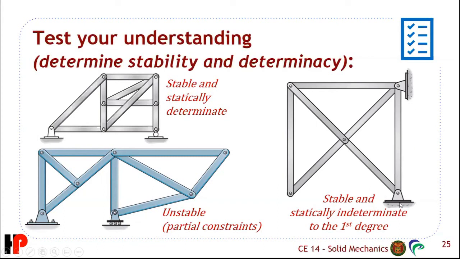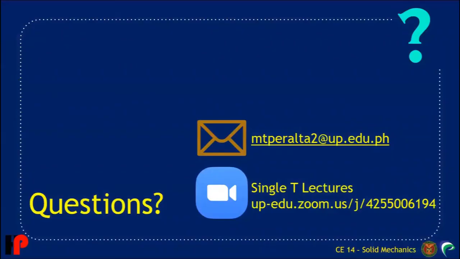If you make this a roller, it should still be unstable because the supports would be concurrent at this point. So to make this stable and determinate, you put the roller either here, in this position, or you can also put it in this position. So basta vertical. So yun yung mga pwede. Hindi pwedeng horizontal kasi magko-concurrent. Okay? You now have questions.